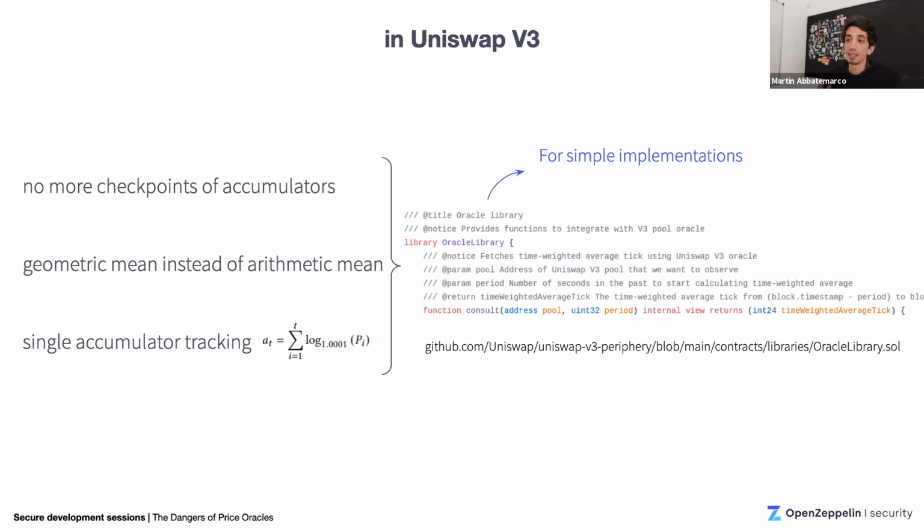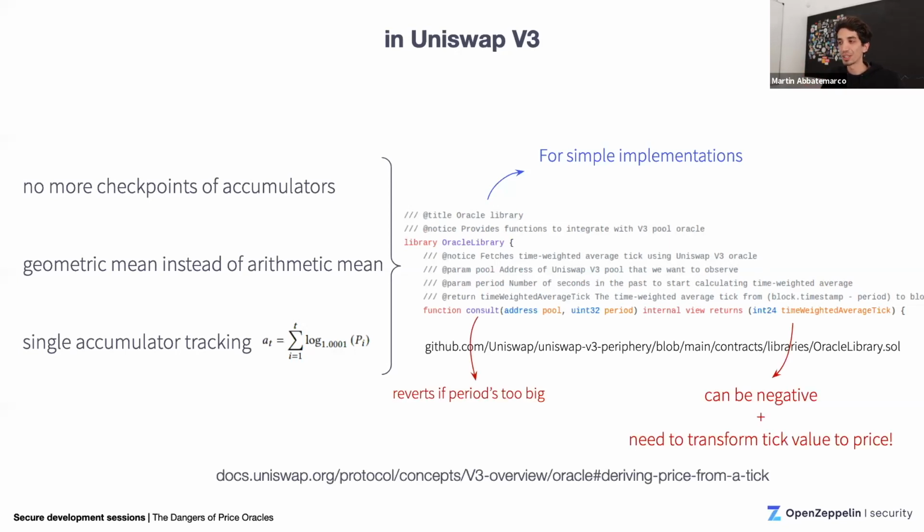And you can basically pass the address of the pool and the period of time that you want to use to calculate, and you can get the time-weighted average price. The time-weighted average tick, which is different from the price, because you actually need to transform that, and I won't get into the details of that, but there is a way of deriving the actual price. So again, be careful with these kind of things.